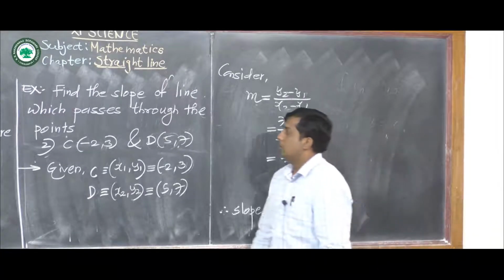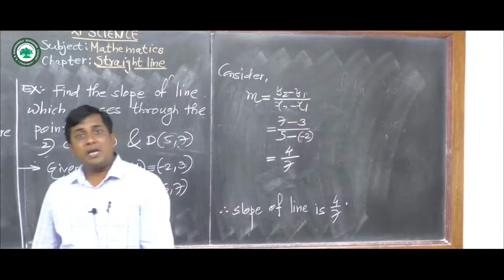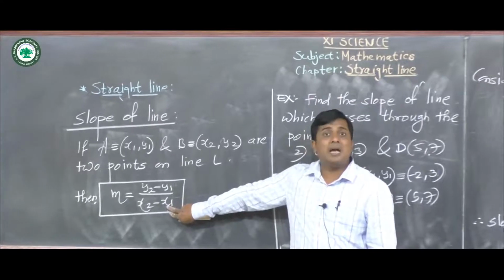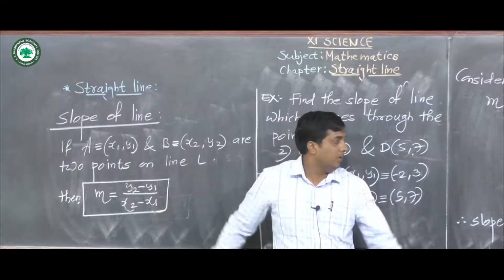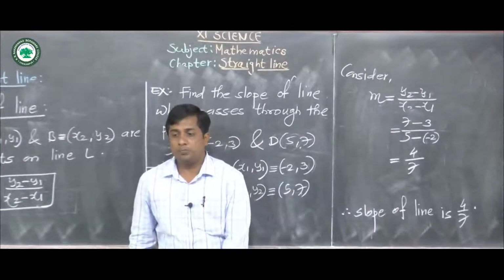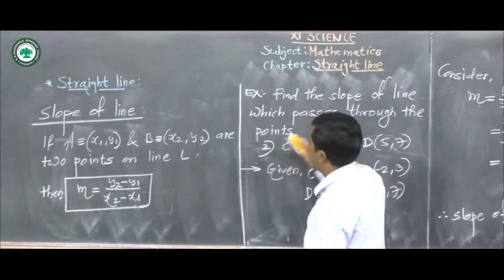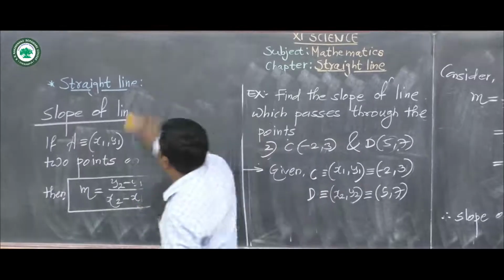Okay, so it is a very simple example. Directly by using the formula m is equal to y2 minus y1 upon x2 minus x1, we find the slope. Okay, now let's see another example. Let's go with the next example.